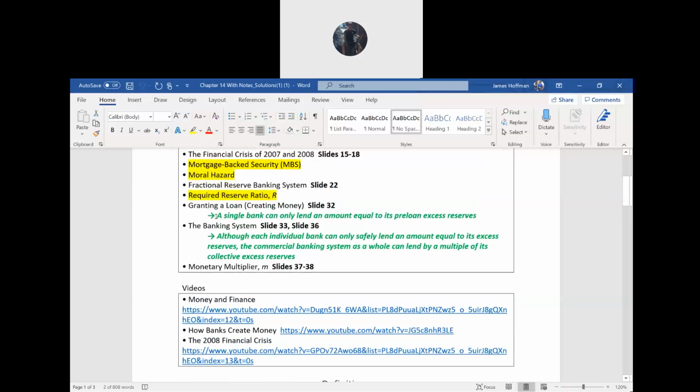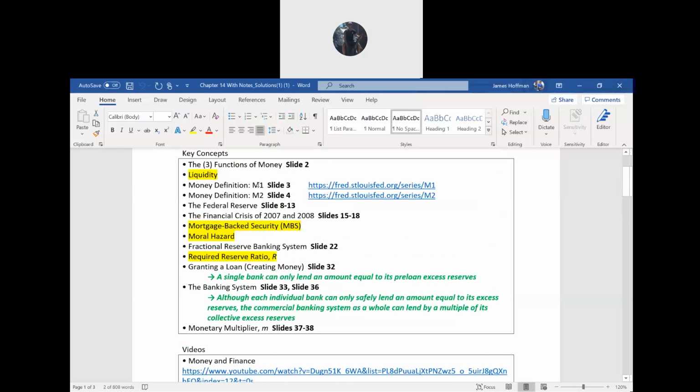Liquidity sets us up for the other two definitions of money, called M1 and M2. The first one is the most liquid definition of money. All right, so M1 is on slide 3, let's look at that.